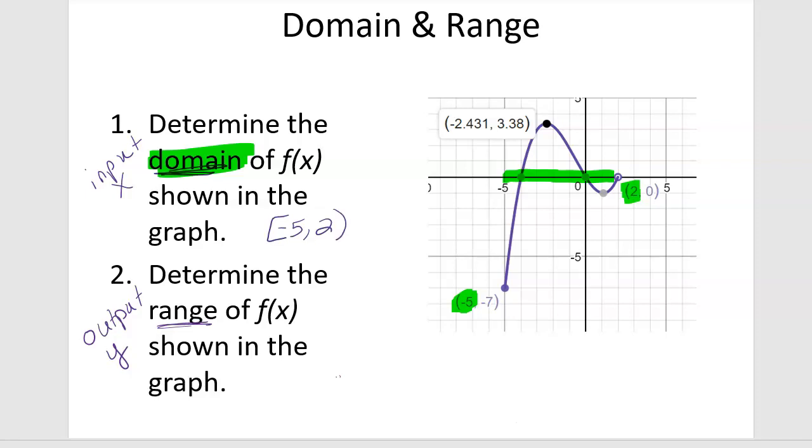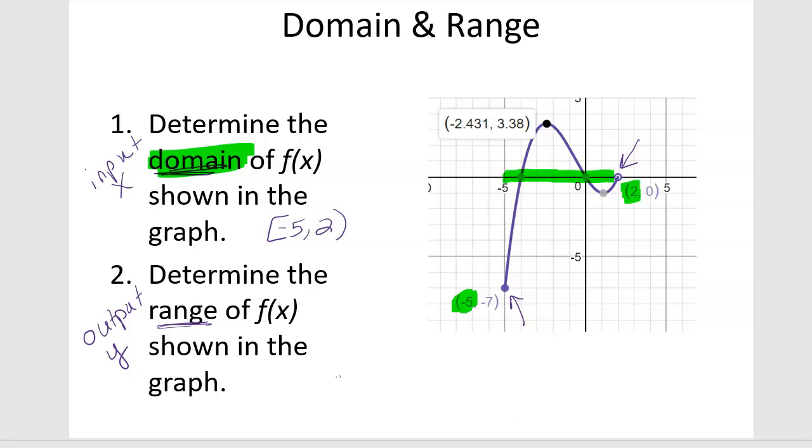Okay, I'm using a bracket on the -5 because of this closed circle, and I'm using a parenthesis on the 2 because of this open circle. So a bracket means we are including the -5. The parenthesis means we are actually not including the 2. We're just including everything up until the 2. So we're including points like 1.99999, something very, very close to 2, but actually not including the 2.